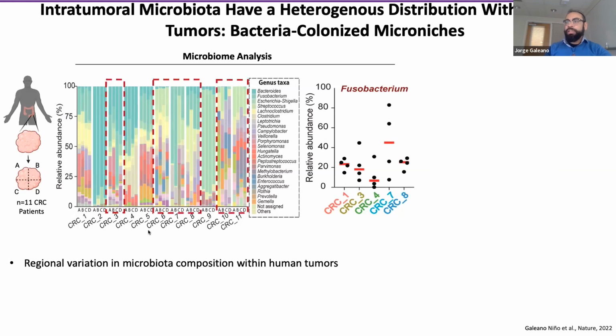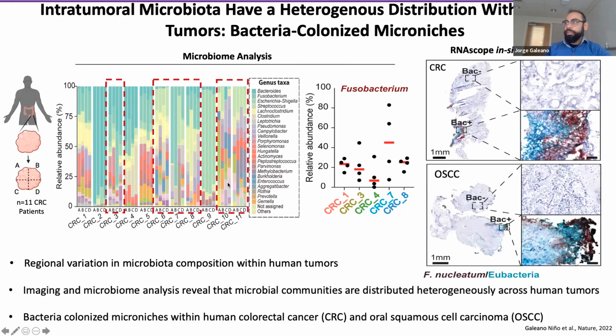What we show is that in some patients, the microbiome composition seems to be different between every piece of tissue from the same sample. If we focus on Fusobacterium, we found that in some patients the relative abundance of this microbe is 80% in one of the pieces of tissue, and when we compare with other pieces of the tissue, it is less than 20%, meaning that Fusobacterium has a heterogeneous distribution along the tumor tissue.